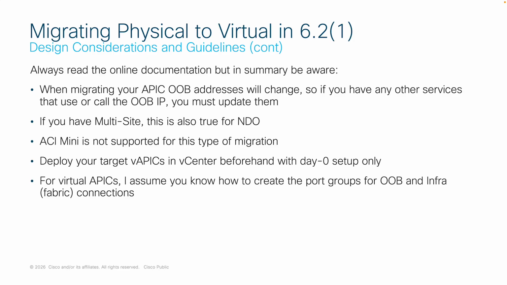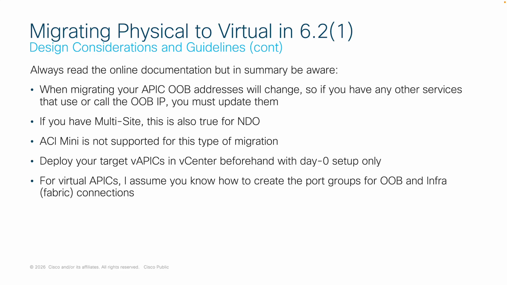The other good example is if you're using a Nexus Dashboard Orchestrator, and by this I mean the pre-Nexus Dashboard one. If you have multi-site, NDO uses the out-of-band IP of APIC to push the changes. You'll obviously have to update NDO to make it aware of that change. Next, be aware that if you have ACI Mini, I don't know if anyone's using ACI Mini anymore, but if you are, we don't support that type of migration here. It's just not supported, so be aware.